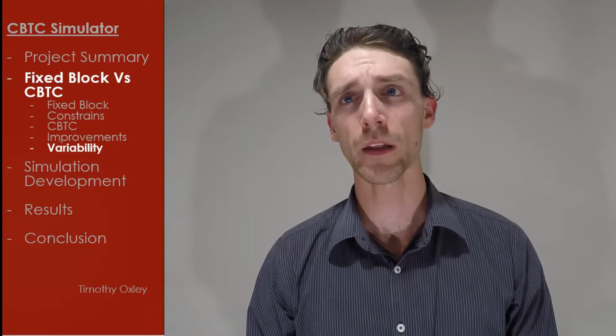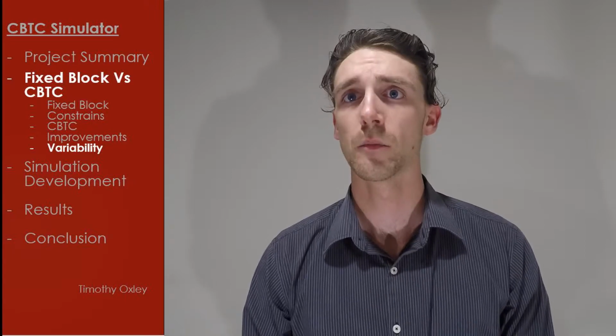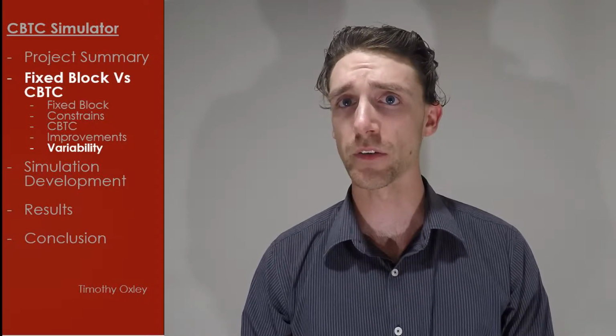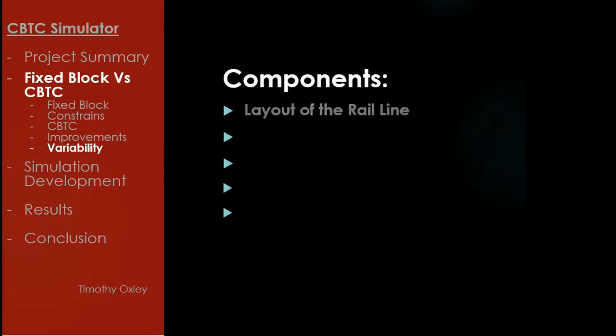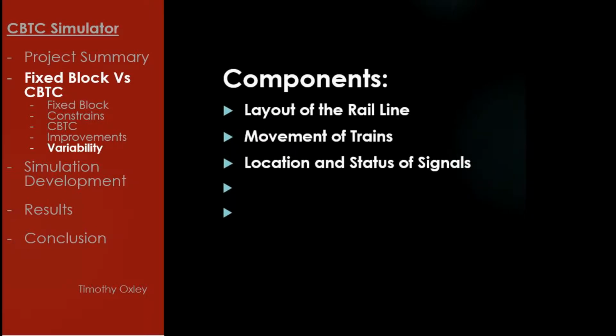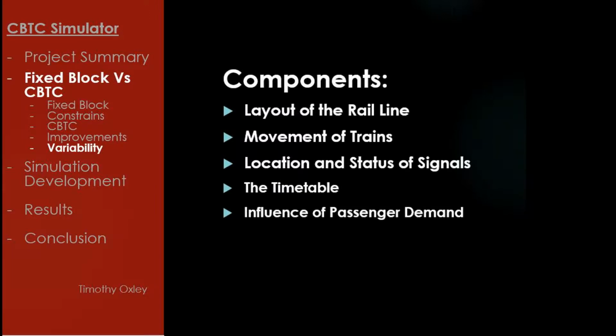But how can a railway line and the signalling system controlling it be effectively simulated? By breaking down and simulating each component that interacts with the performance of a system, the controls and resulting movements of trains can be emulated in real time. The components are the layout of the rail line, the movement of trains, the location and status of signals, the timetable, and the influence of passenger demand.